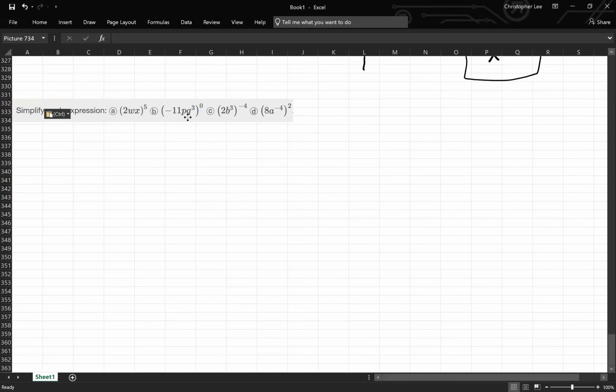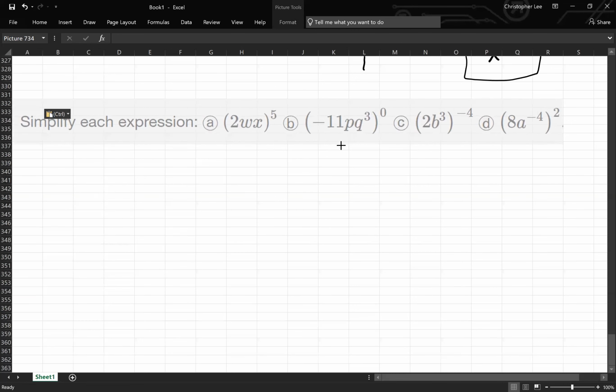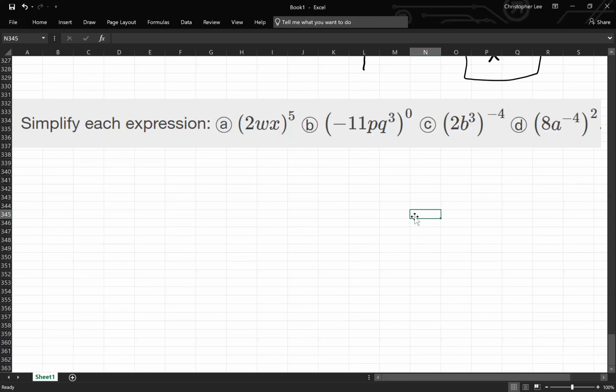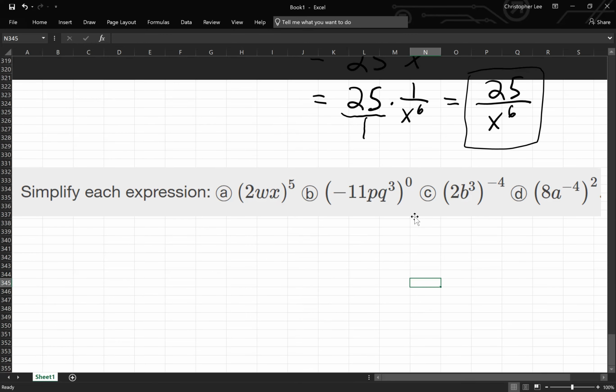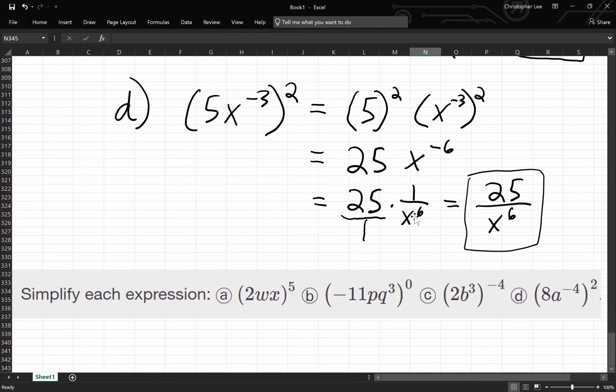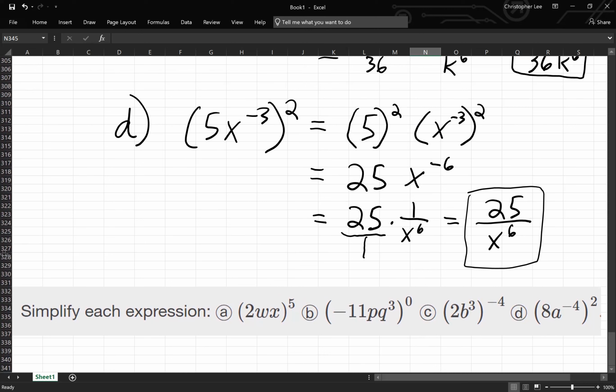Make this a little bit harder. Put some W's and X's in there, some P's and Q's and some A's and B's. All right. I'll even scroll up so y'all can see at least one example of what to do.